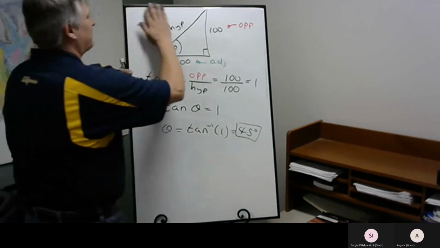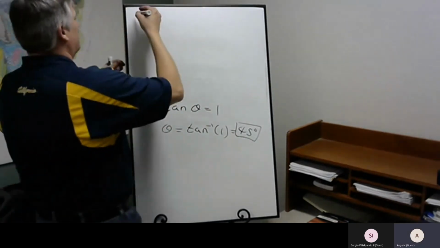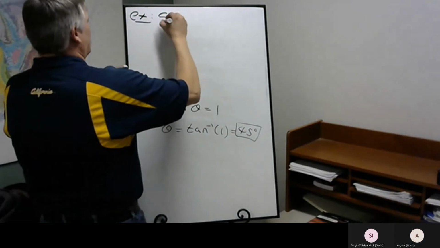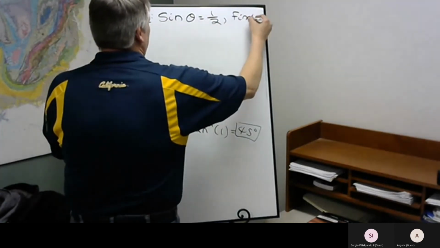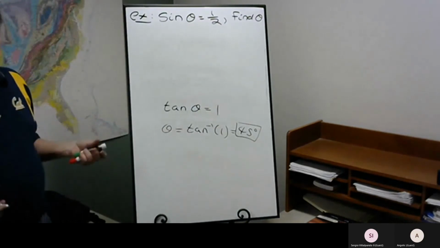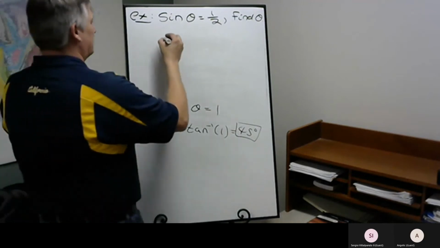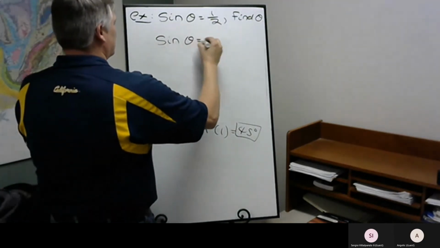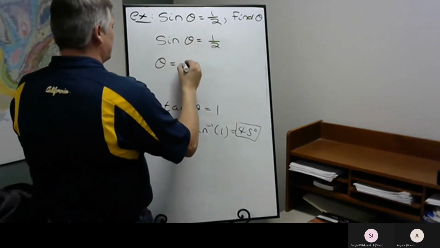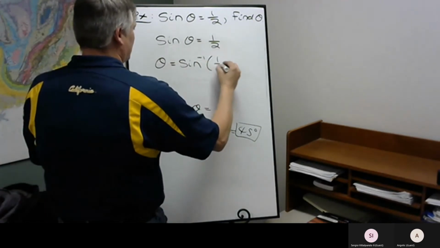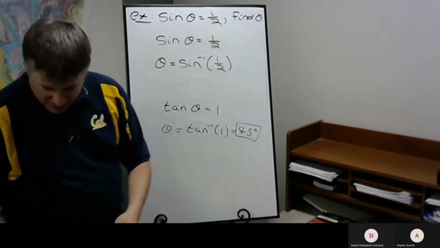So let me do another one. The sine of theta is equal to 1/2. Find the angle theta. So the way we set this up, since the sine of theta is 1/2, this means that theta is the sine inverse of 1/2. And then you put this into your calculator, and there is a sine inverse on your calculator.